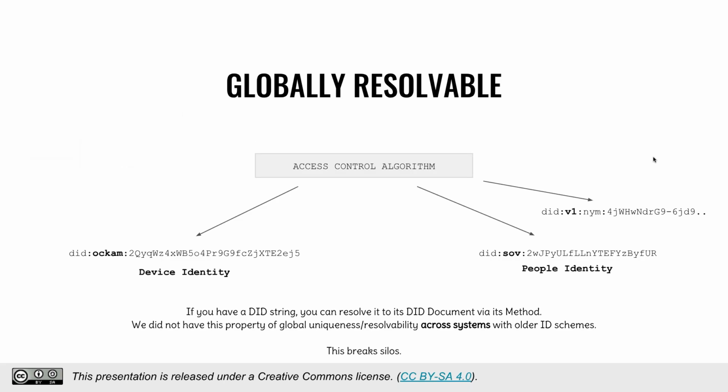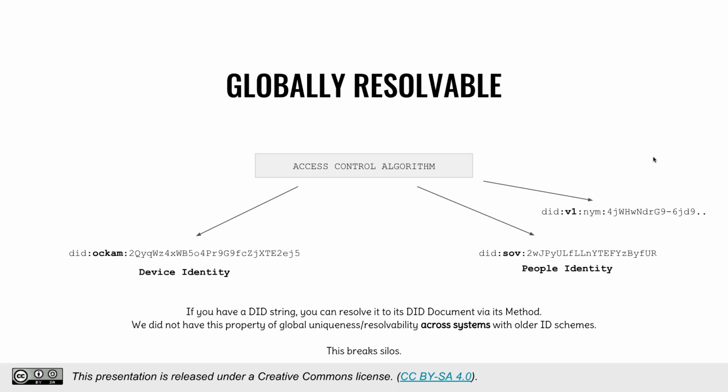The first implication of this design of DIDs is that DIDs are globally resolvable, which means that if you have a DID string, you can resolve it to its DID document via its method. In the past, with old identity systems like UUIDs, you didn't have this resolvability across systems capability. And this capability is very interesting because it breaks those identity silos where a lot of this data is locked up. For example, Ockam is building a device identity and device data system, and Sovereign is building a people identity system. These two systems and the entities in them can interoperate because of this common DID resolvability capability.